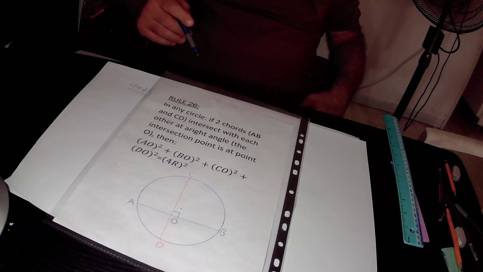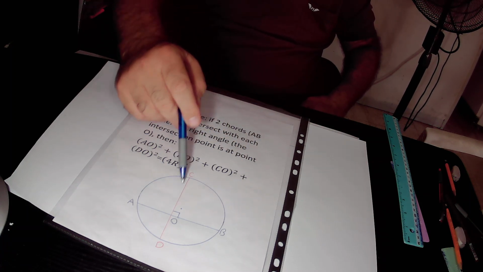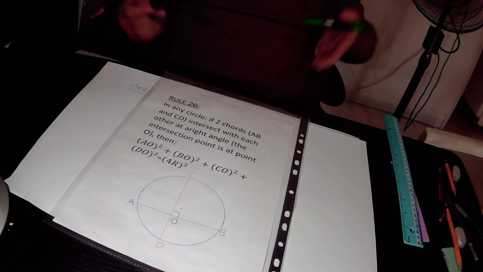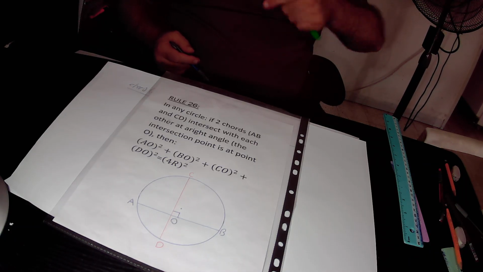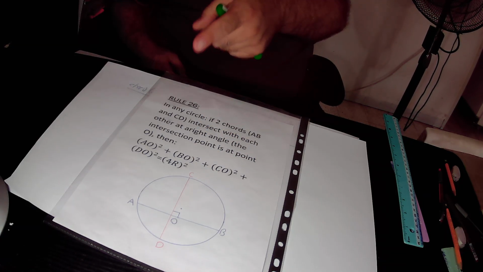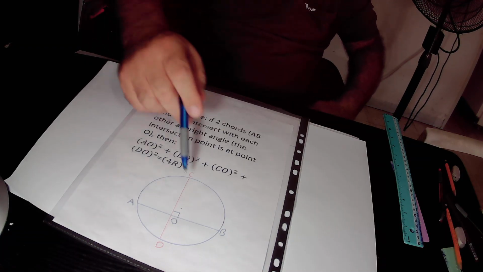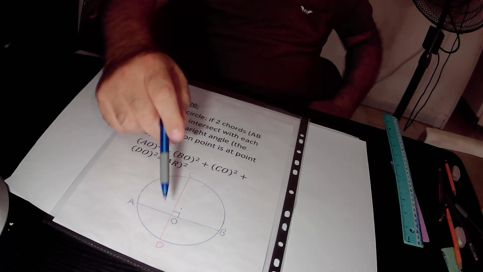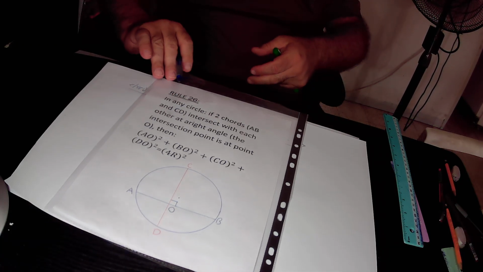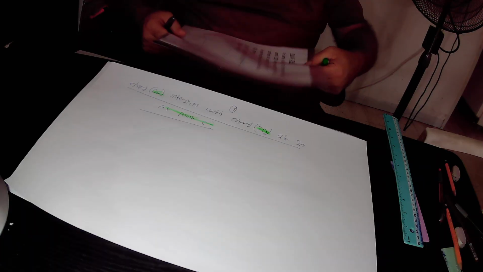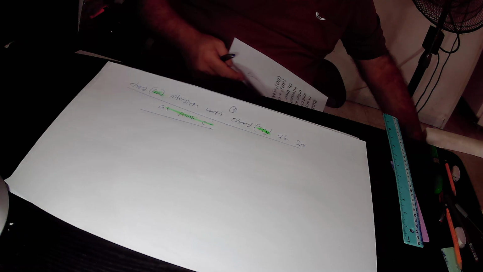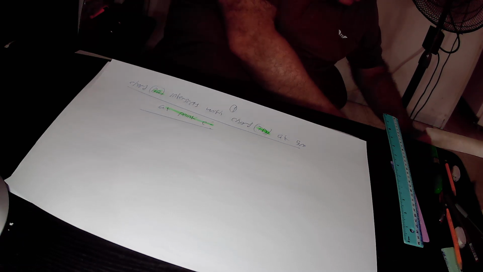Repeat again: chord AB intersects with chord CD at 90 degrees at point O. So whenever you have two chords that intersect with each other at 90 degrees, like here, you can implement rule 26. According to rule 26, AO squared plus OB squared plus CO squared plus OD squared equals 4R squared, and R is the radius of this circle. All the requirements of rule 26 are satisfied, and therefore we can implement rule 26 in our drawing.